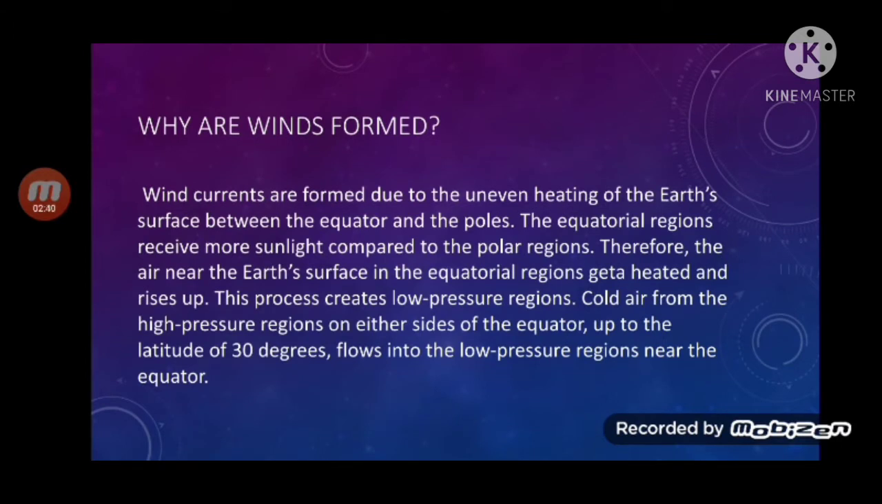Why are winds formed? Wind currents are formed due to the uneven heating of the Earth's surface between the equator and the poles. The equatorial regions receive more sunlight compared to the polar regions. Therefore, the air near the Earth's surface in the equatorial regions gets heated and rises up. This process creates low pressure regions. Cold air from the high pressure regions on either side of the equator up to the latitude of 30 degrees flows into the low pressure regions near the equator.